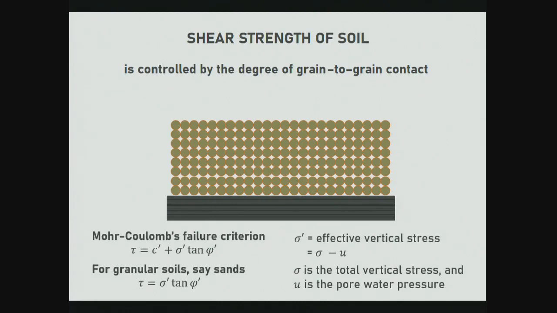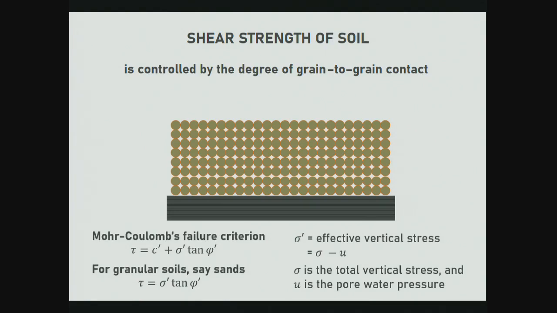So for granular soils, the shear strength tau is equal to sigma prime tan phi prime, right? And we say that liquefaction is the loss of shear strength. So loss of shear strength means the left hand side of this equation becomes 0, and that can become 0 only when something happens to the right hand side. And on the right hand side we have two components. The first one is effective vertical stress, and the second one is this shear strength parameter phi. Now if one of these two becomes 0, then you have lost shear strength.